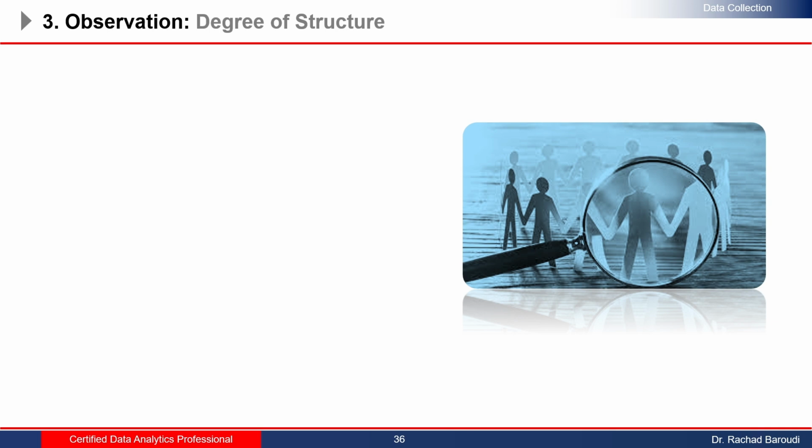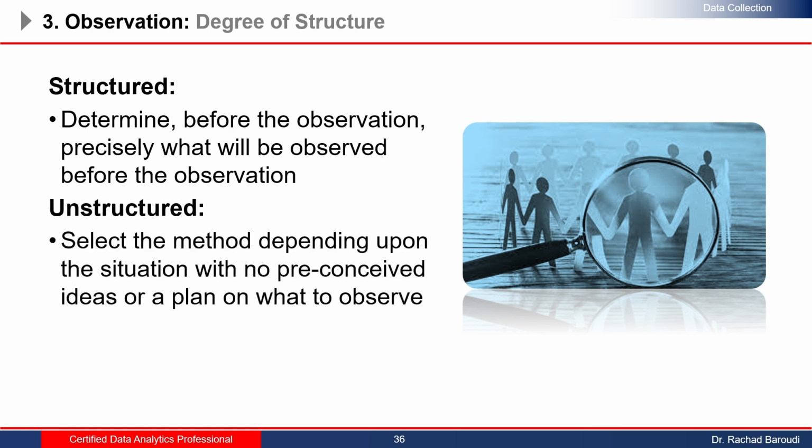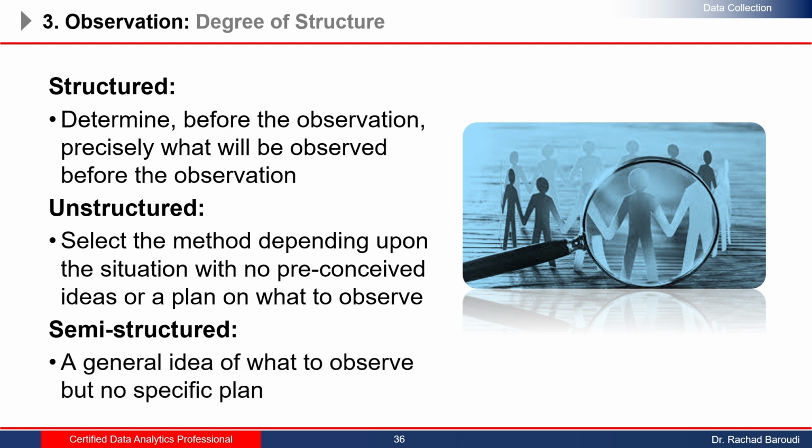Also, when doing observation, you need to decide the degree of structure you need to imply. Structured, for example, determine precisely what will be observed before the observation. Number two is unstructured. In this case, select the method depending upon the situation with no preconceived ideas or a plan on what to observe. And in between, you have the semi-structured, a general idea of what to observe, but not a specific plan how to do it.